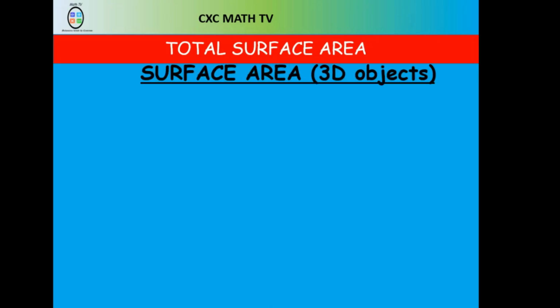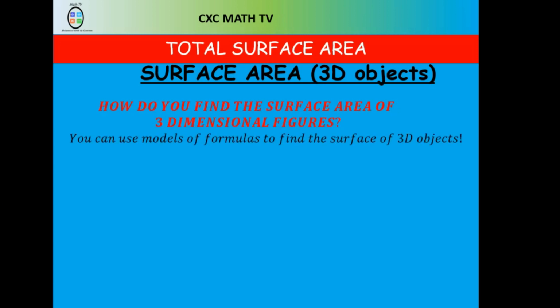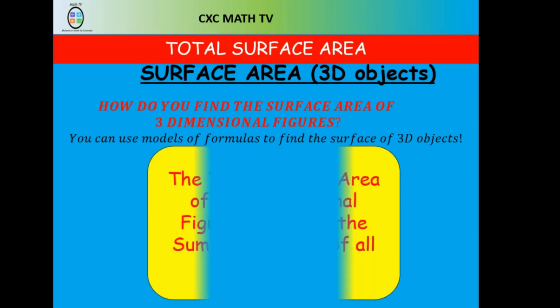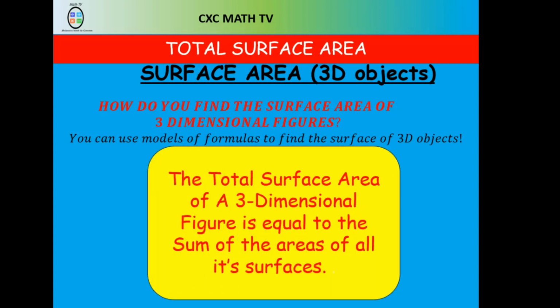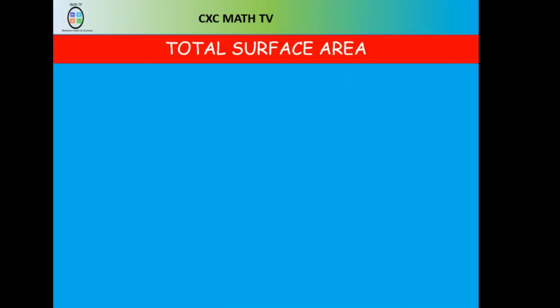So consider this now. How do you think we're going to go about finding the total surface area of these three-dimensional figures? Of course, you'd probably be doing it in class, so you have some idea. The total surface area of a three-dimensional figure is just the sum of the areas of all its surfaces. That's all its total surface area.